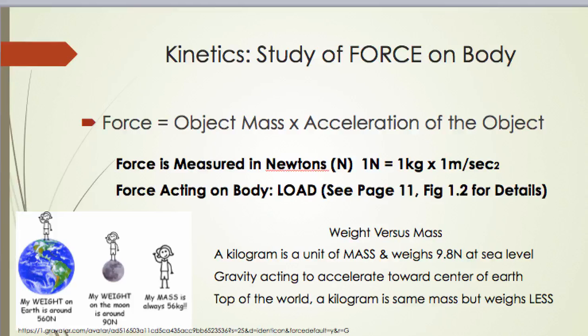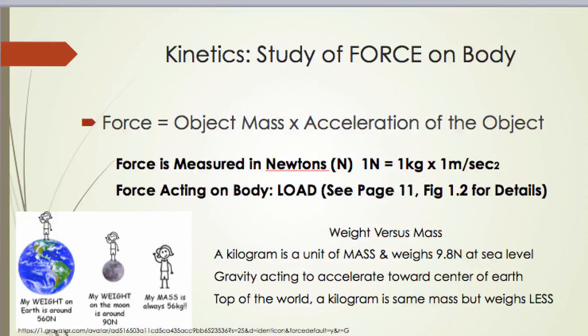We also want to understand the difference between weight and mass. Technically speaking, a kilogram is a unit of mass and not weight. In real life, 1 kilogram weighs 9.8 newtons at sea level because it's a function of gravity, gravity acting to accelerate that body or that mass towards the center of the earth.